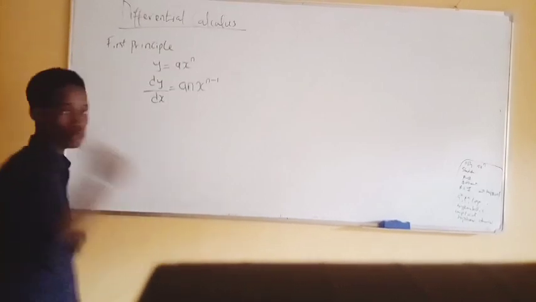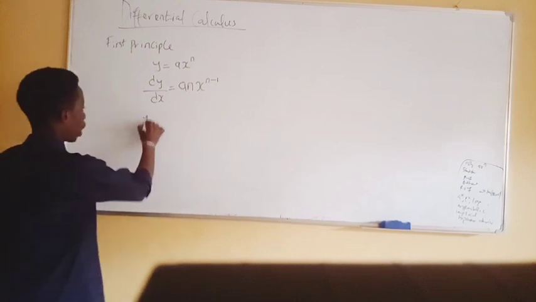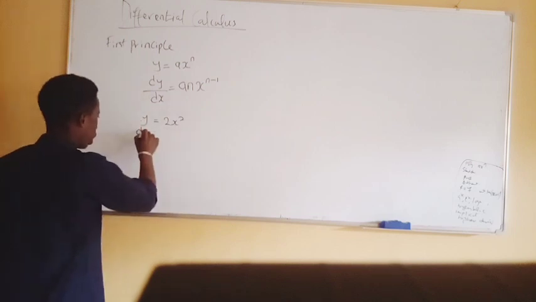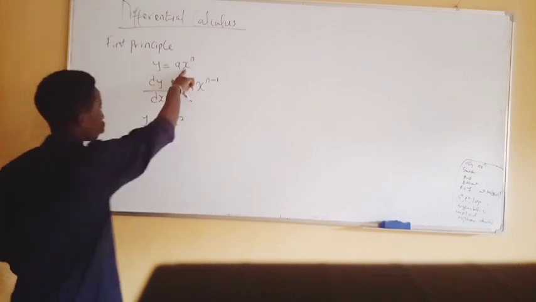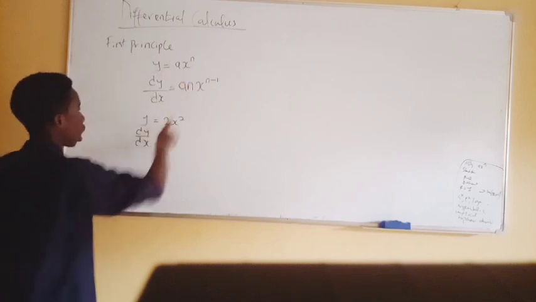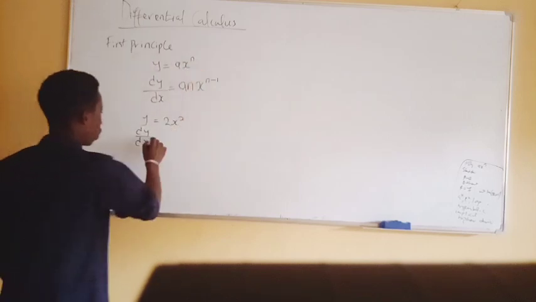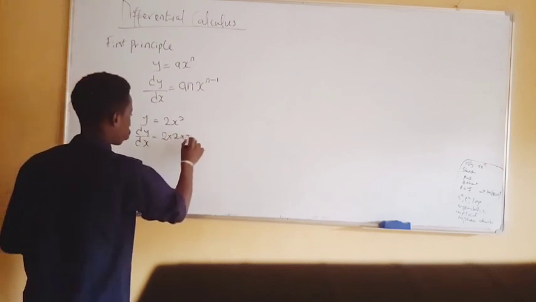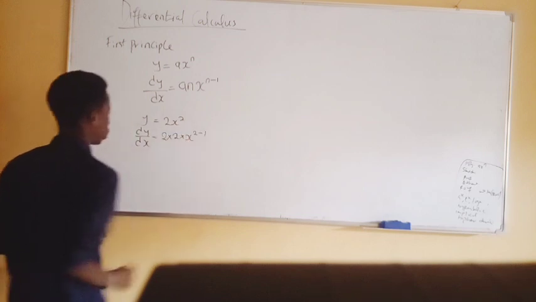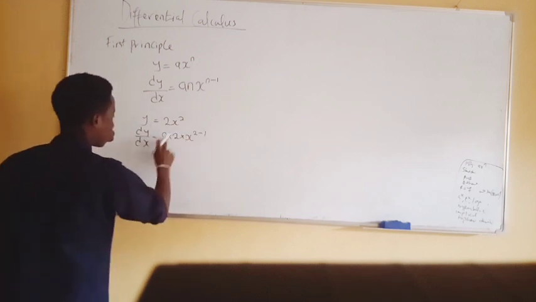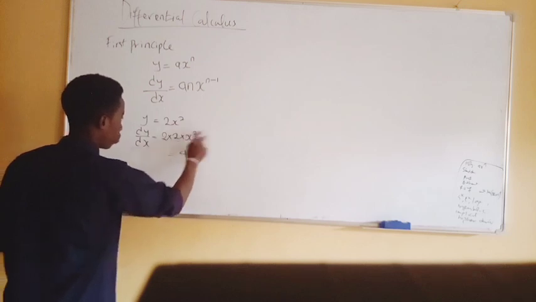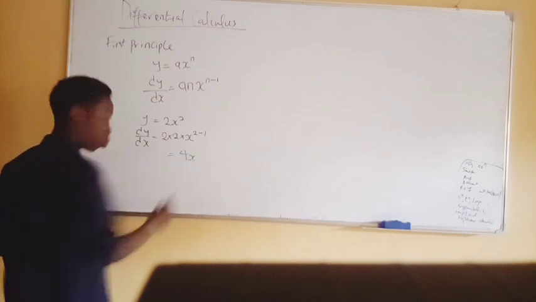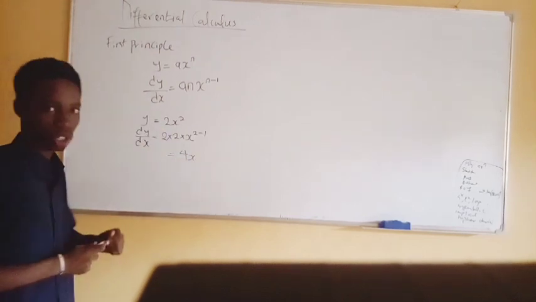For example, as we solved initially, we said y was equal to 2x squared. The derivative is 2 times 2 times x to the power of 2 minus 1. That gives us 2 times 2 is 4, 2 minus 1 is 1, and x raised to the power 1 is x. That gives us 4x. This is what we solved with differentiation.